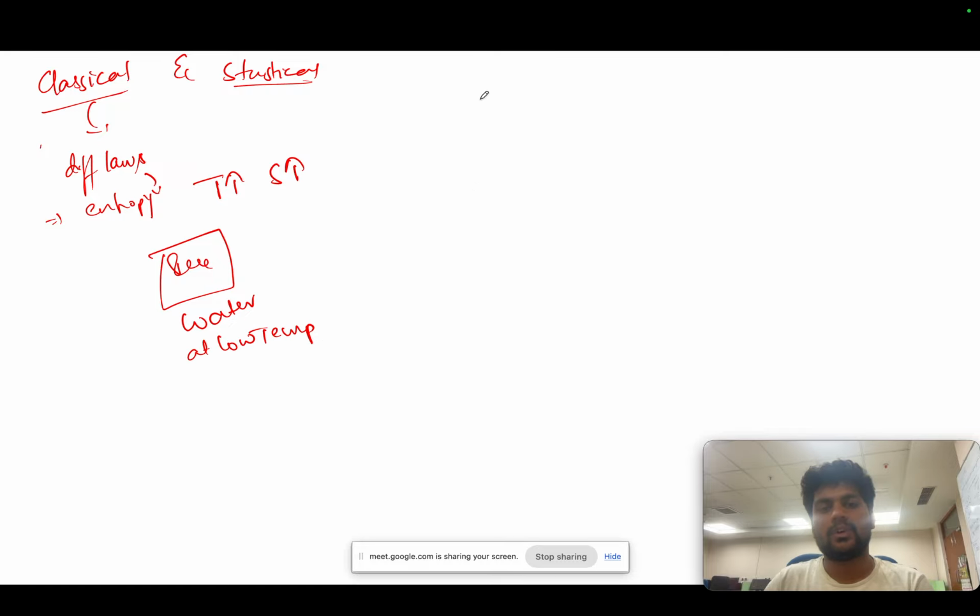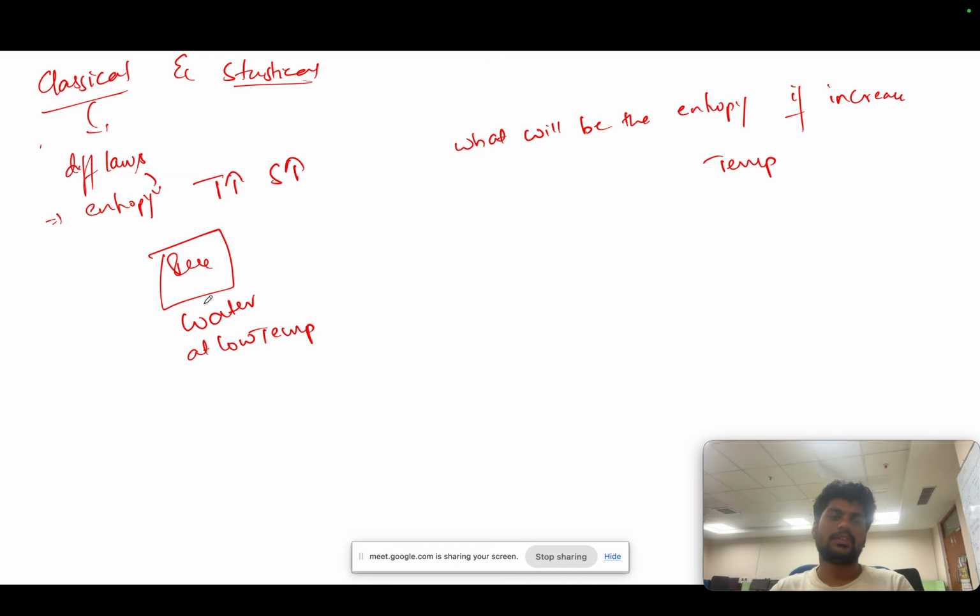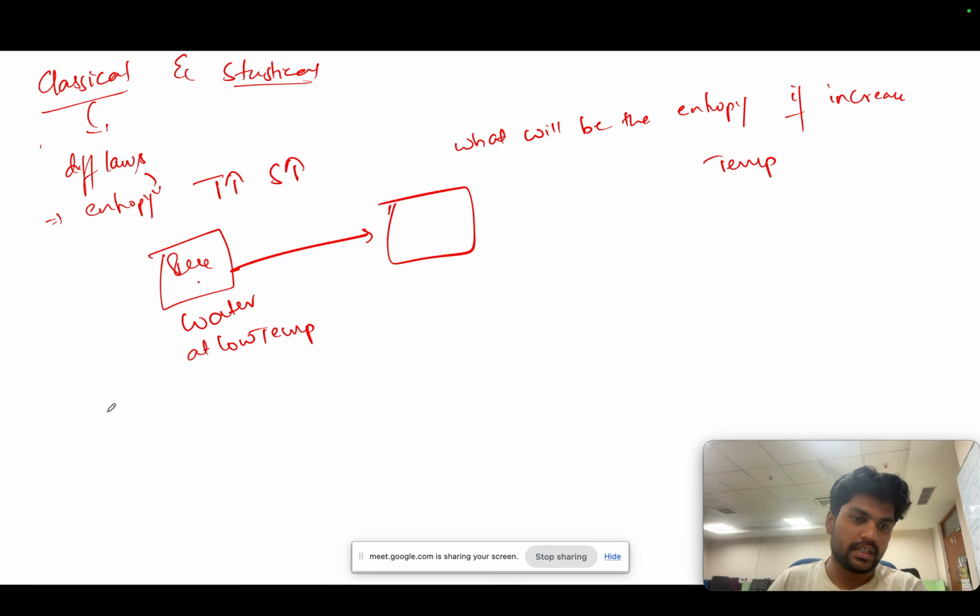If somebody asks what will be the entropy if I increase the temperature, take the example of the ice molecules, which are very packed. If you increase the temperature, the disorderness will increase. Then we studied the different laws, the real gas and ideal gas situations, and how the different parameters change.